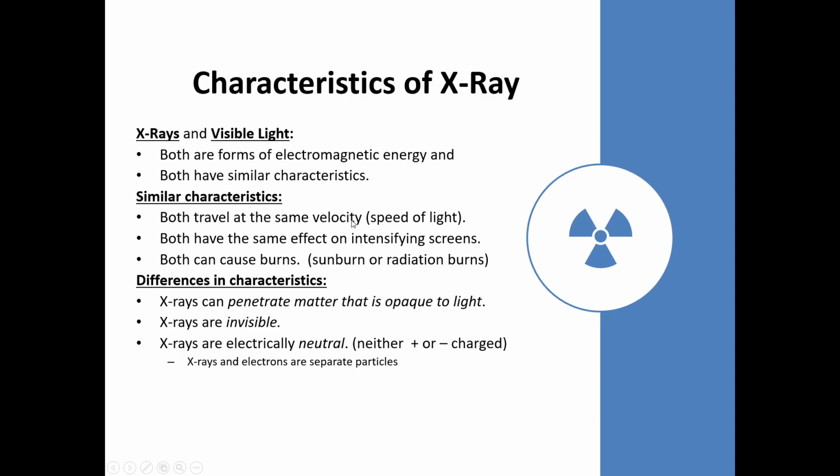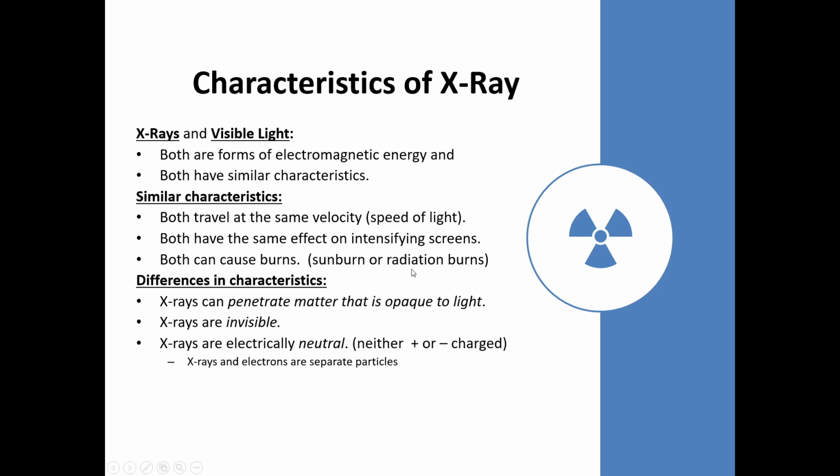Okay. So we use light a lot to demonstrate X-rays, whether it's shadows or otherwise. They have a lot of overlapping characteristics. X-rays and visible light both are forms of electromagnetic energy, and they have similar characteristics. What they do similarly, and there's a lot less of these than there are of differences, is they both travel at the same velocity, which is the speed of light. They both have the same effect on intensifying screens, which we won't really talk about in this class. And they both can cause burns.